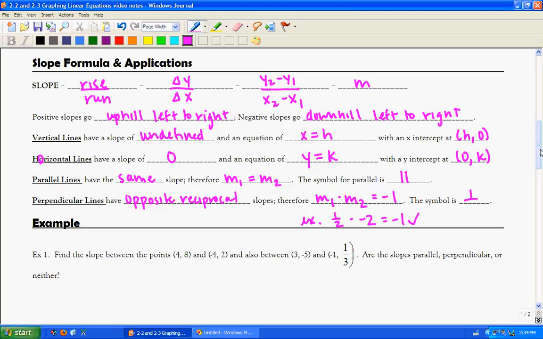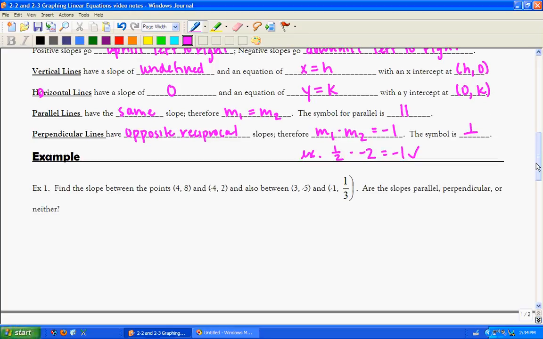So for example, find the slope between the 2 points and also between the other 2 points. Are they parallel, perpendicular, or neither? So our first slope, we will do 2 minus 8 over negative 4 minus 4. So that gives us negative 6 over negative 8, which reduces to a positive 3/4. So that was for this set of points.